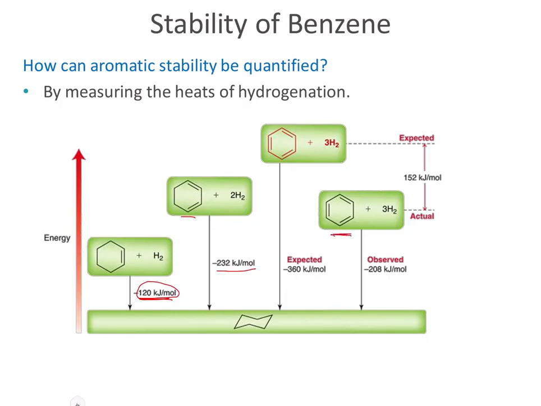Okay? Now, we would expect that if we use benzene, it should be able to produce 360 kilojoules per mole. So we expect the amount of energy produced to be much higher. Now it happens that the amount of energy it produces is only 208 kilojoules per mole. So it is really stable, more stable than we expected. There's an actual difference of 152 kilojoules per mole. So this compound is more stable than expected.